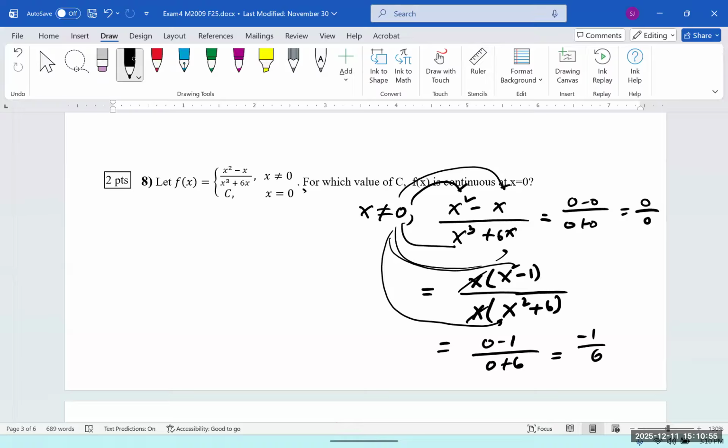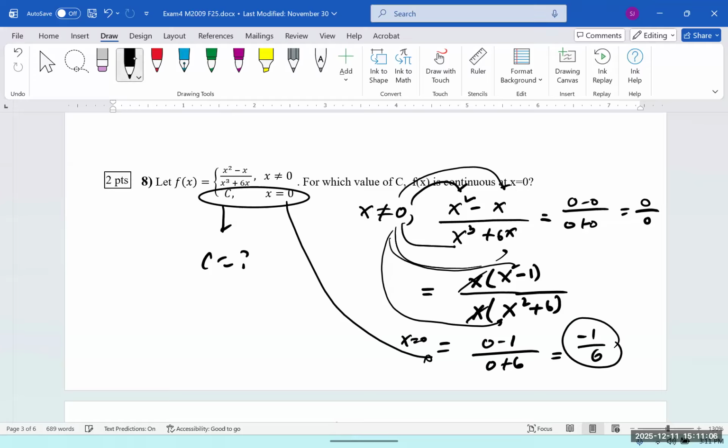So now they are saying when x is 0, it's c, but they're asking, hey, what is c? So we found when x is 0, what's the y value? Negative 1 over 6.